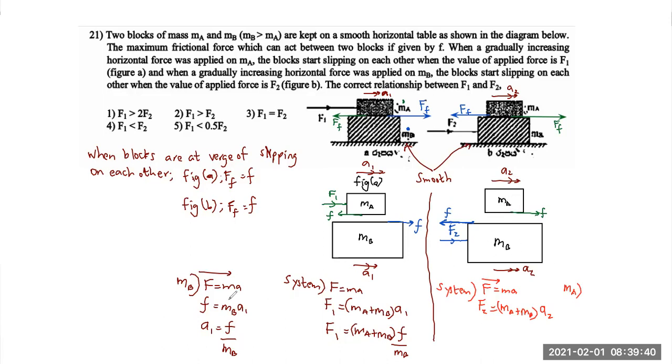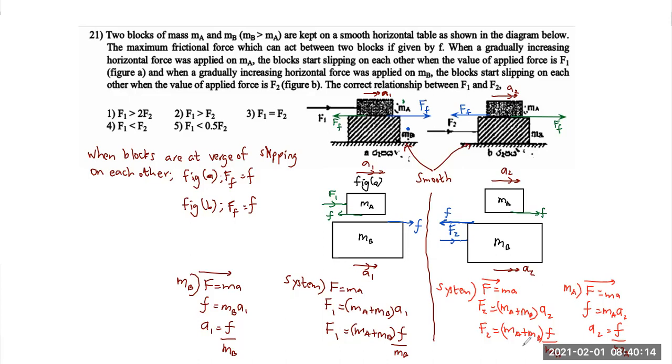Now earlier I chose MB. Why is that? Because only one force was acting on MB. Here, only one force is acting on MA, therefore I'm choosing MA, applying F is equal to MA horizontally towards right. What is the only force acting on that? F. And what is the mass of that? MA into A2. Therefore, A2 is actually F over MA. Finally, you will get F2 equals MA plus MB into A2, which is F over MA.